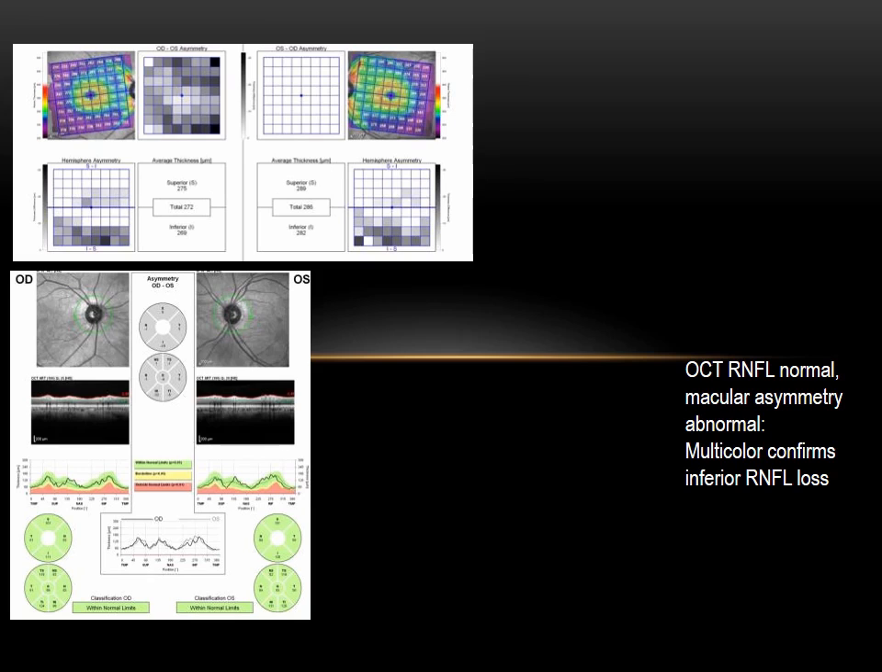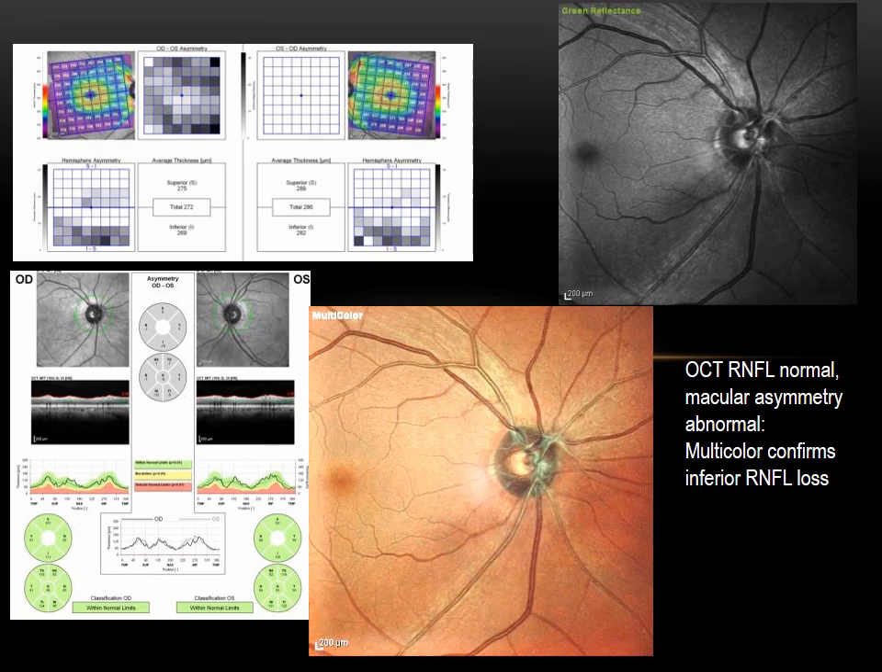But the multicolor imaging confirmed for us that there is inferior loss of the nerve fiber layer in this quadrant, confirmed again with the green reflectance. One can also see superotemporally in the green reflectance some early losses of nerve fiber layer thickness.